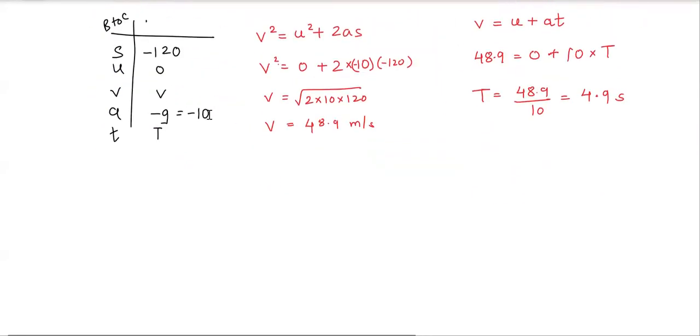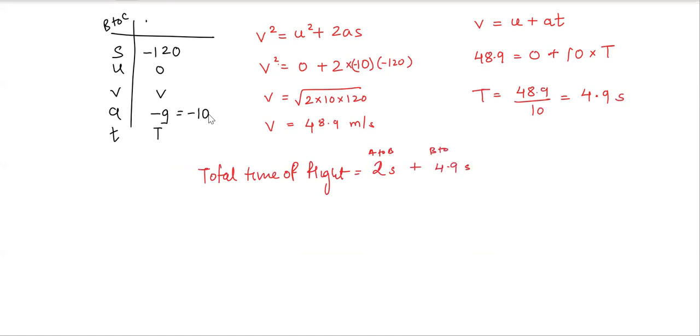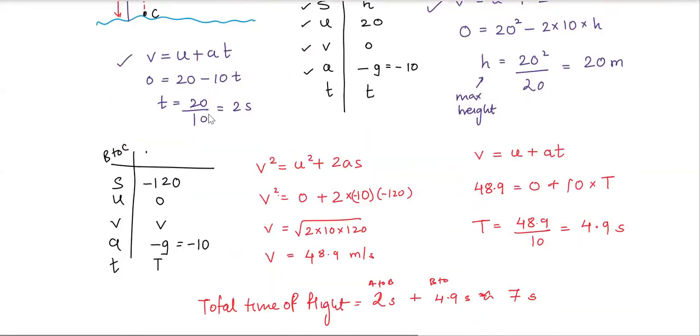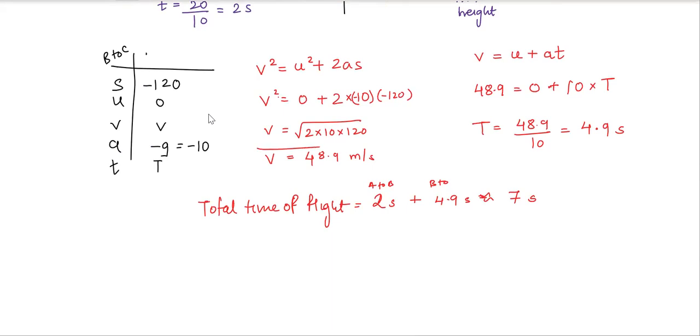So you will say that 4.9 seconds have been taken for the ball to fall, and then the total time of flight will be 2 seconds that we had from A to B, and from B to C it is 4.9 seconds, so that is approximately 7 seconds. Okay, so this is 6.9 seconds, or you can take it as 7 seconds approximately. And then what we can say is that the velocity of the ball hitting the water is something that we have found.